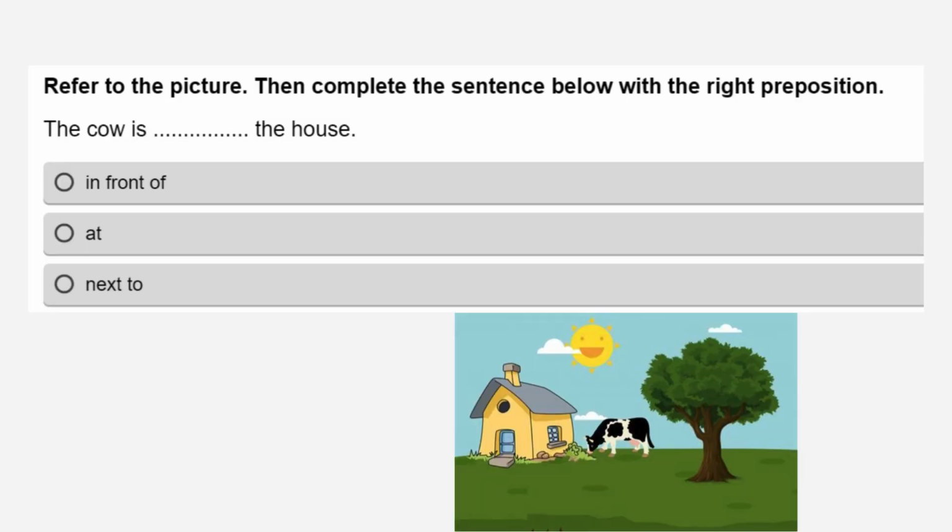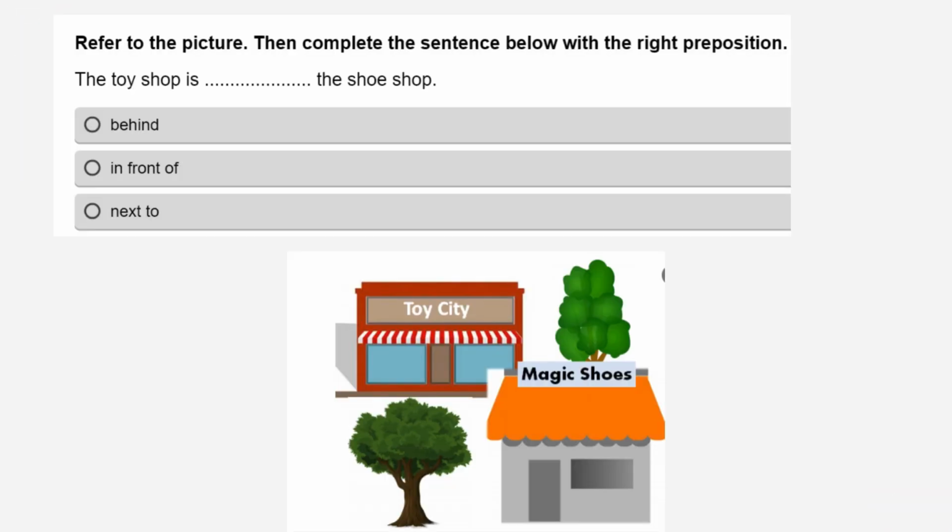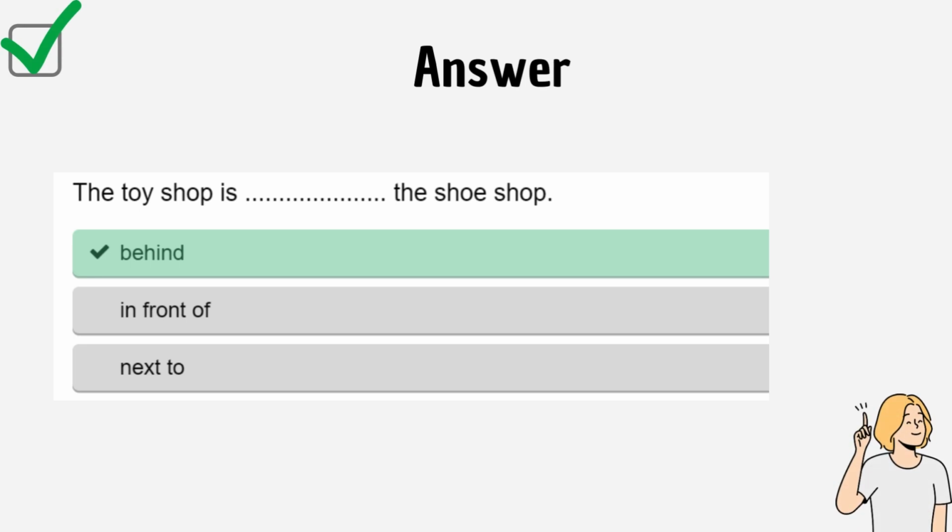Refer to the picture. Then complete the sentence below with the right preposition. The cow is, the house. In front of, at, next to. Look at the answer. Refer to the picture. Then complete the sentence below with the right preposition. The toy shop is, the shoe shop. Behind, in front of, next to. Look at the answer.